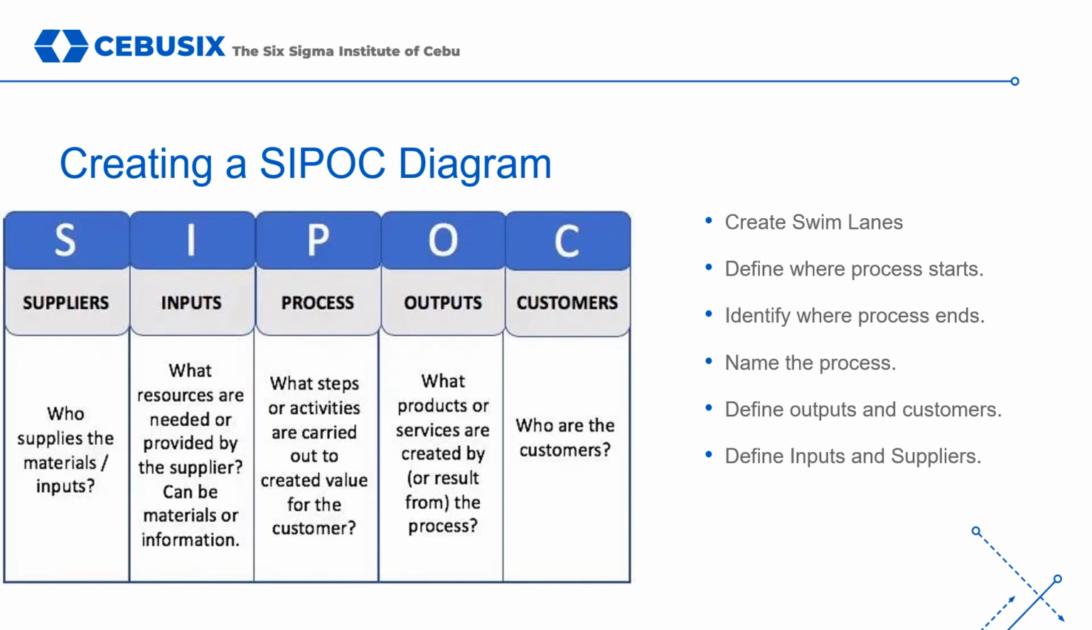But to start creating one, we need to create swim lanes. Next, we will define where a process starts and then identify where the process ends. This is followed by naming the process, defining the inputs and suppliers, as well as defining the outputs and customers.